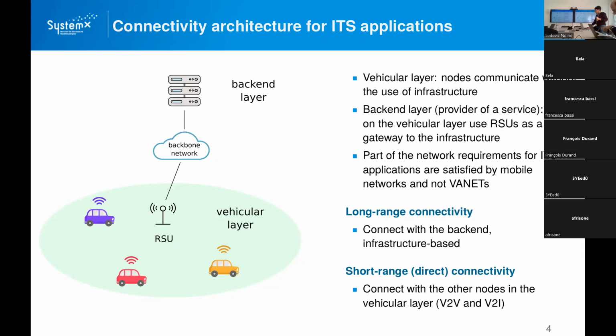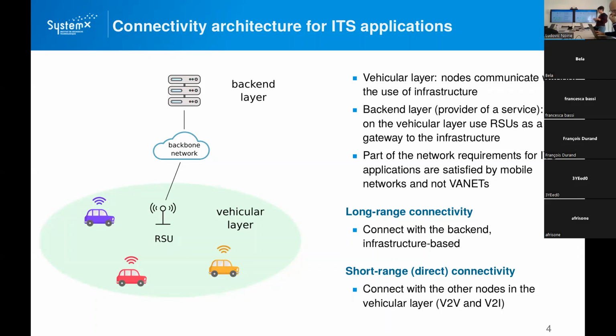Could I ask a question? Yes. I mean, it would be a VANET if you would have cars relaying information to the RSU. Otherwise, it's still a cellular network with highly mobile nodes. But what's the rationale for calling that a VANET?